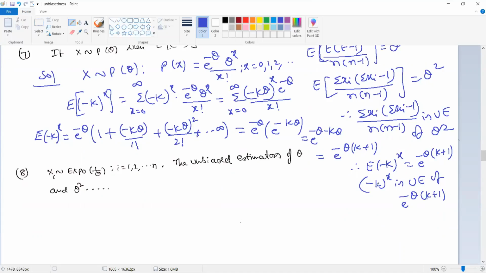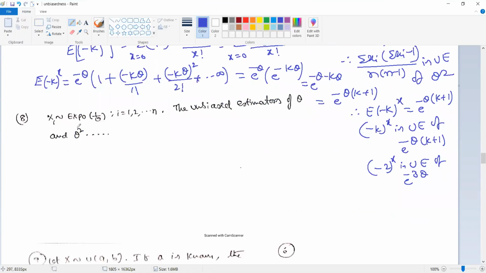This is a very, very important bit. For example, take k value 2. The k value is always greater than 0. Suppose k is 2. Then (-2)^x is an unbiased estimator of, and this is a direct question for national wide universities, e^(-3θ), since k is 2, so 2 plus 1 is 3. This is very, very important from the examination point of view.